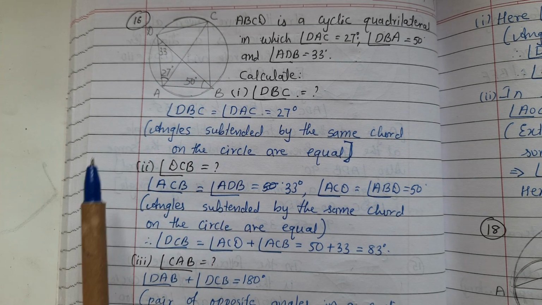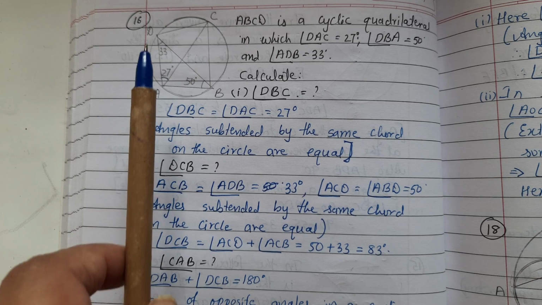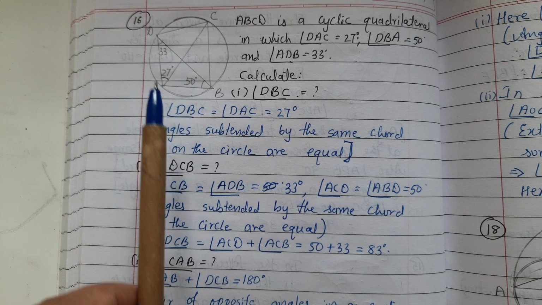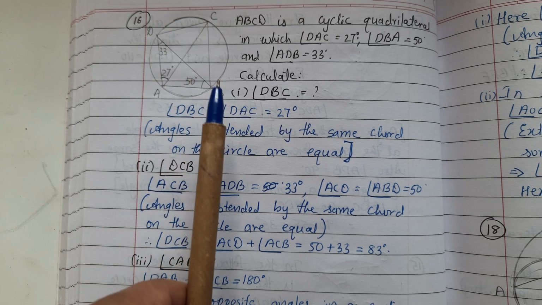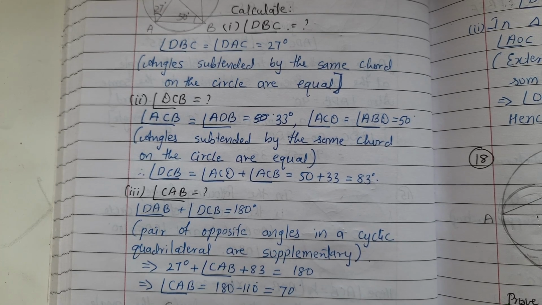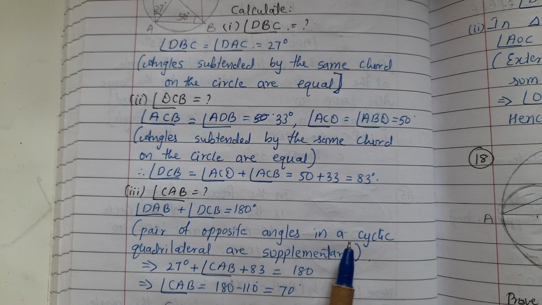Second part, find angle CAB. Angle DAB plus angle DCB is 180 degree. Pair of opposite angles in a cyclic quadrilateral are supplementary. This implies 27 degree plus angle CAB plus 83 degree equal to 180. Therefore, angle CAB is equal to 180 minus 110 equal to 70 degree.